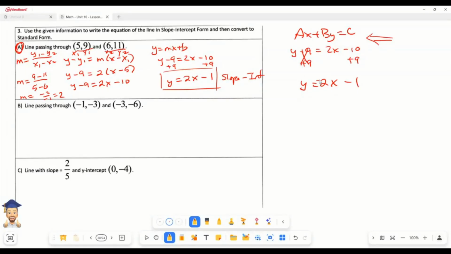This needs to go to the other side. It is positive. So I'm going to subtract 2x. Subtract 2x. Negative 2x plus y equals negative 1. We have to multiply both sides by negative 1 so that we get a positive x. This gives me 2x minus y equals positive 1.